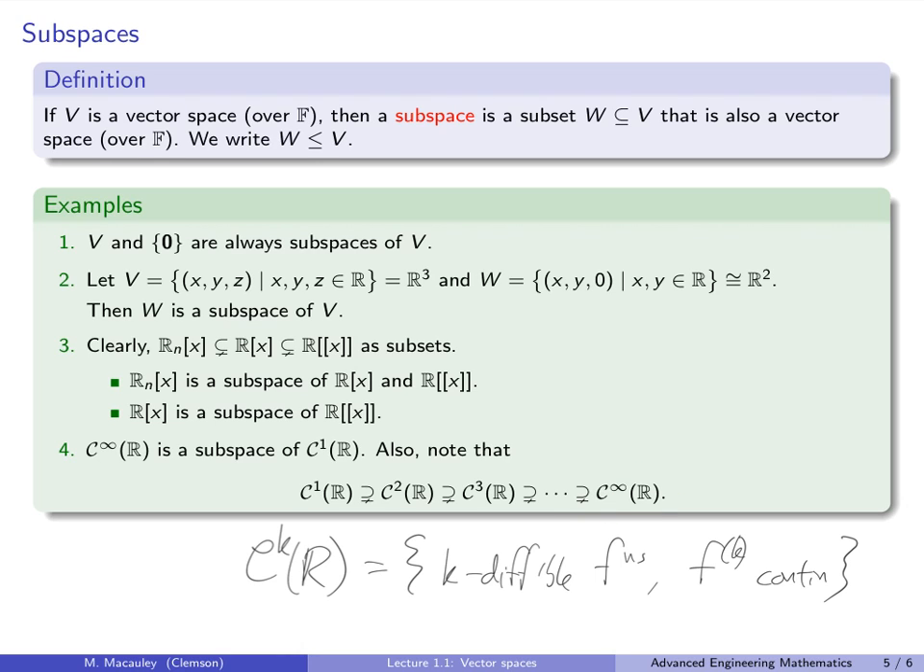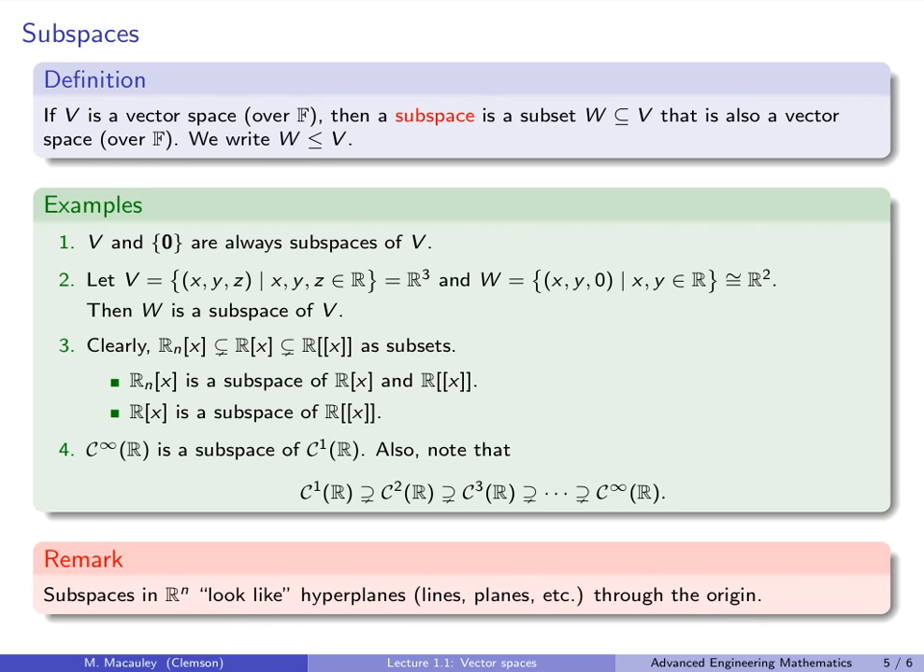As I said earlier, it's really hard to come up with an explicit example of something that is, say, in C3, but not in C4. So usually we just deal with C infinity, but be aware that all of these do exist, and they are distinct. And this is not just a chain of subsets, it's a chain of subspaces. Each of these is a subspace of everything to its left.